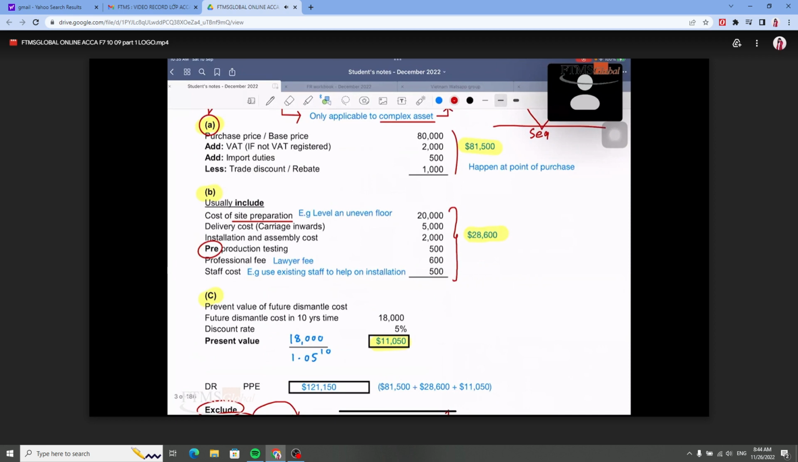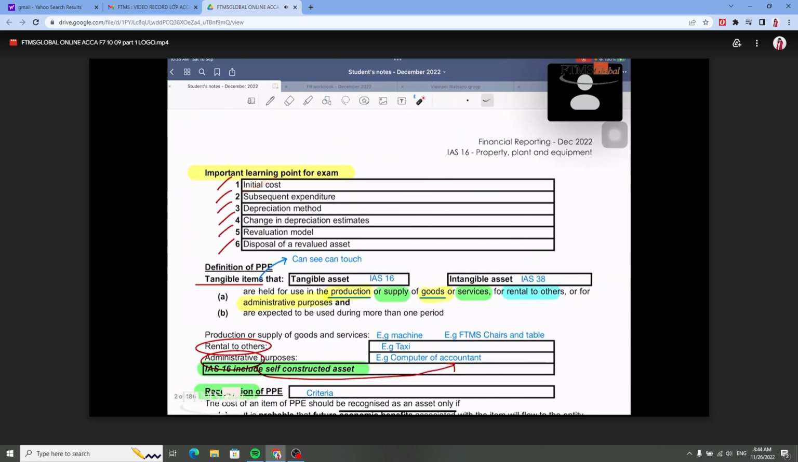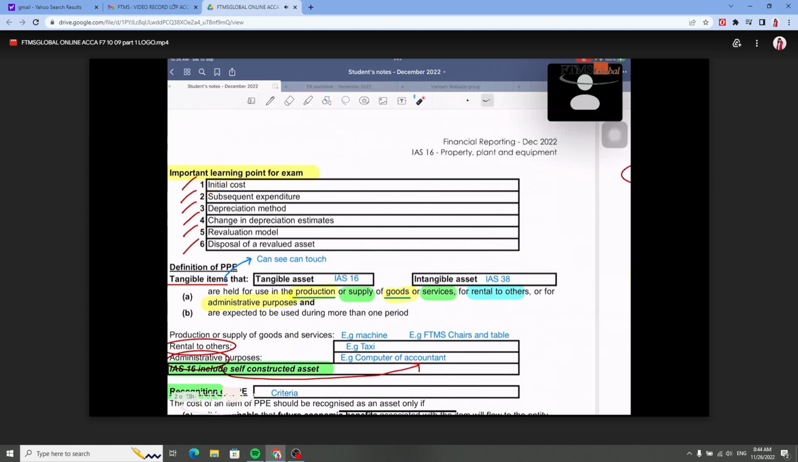Okay, so that's the first part, initial cost. Hopefully all is good now. So we solved the first one, initial cost. Now we talk about subsequent expenditure.